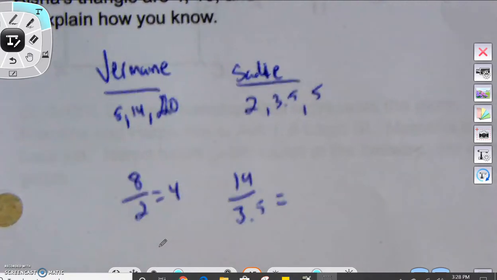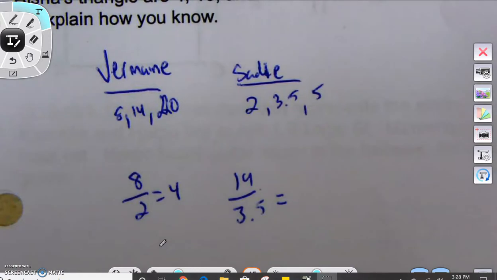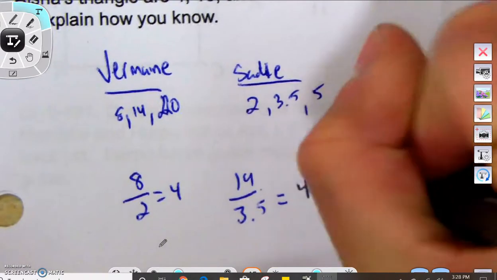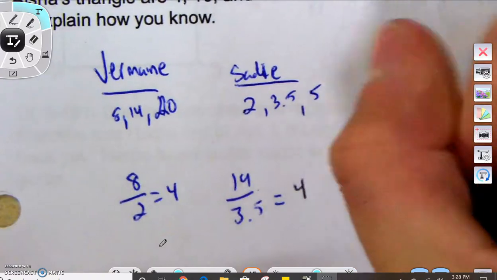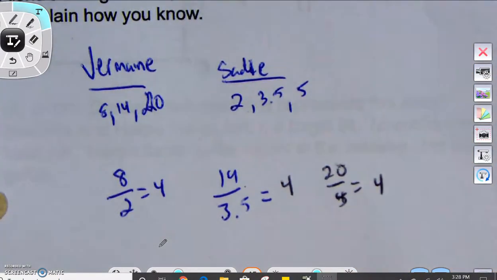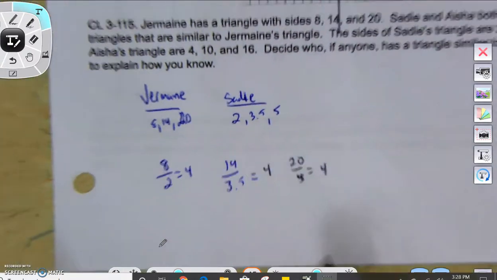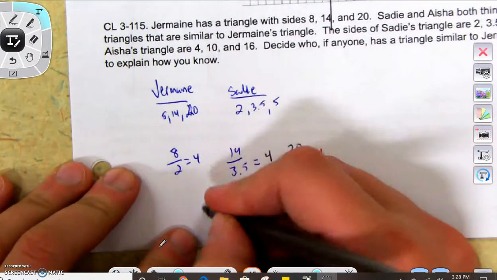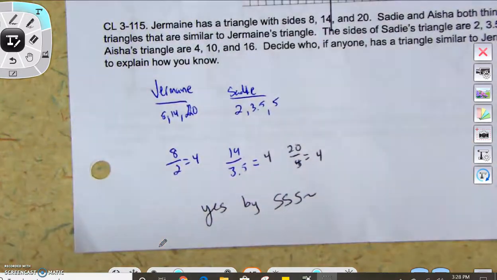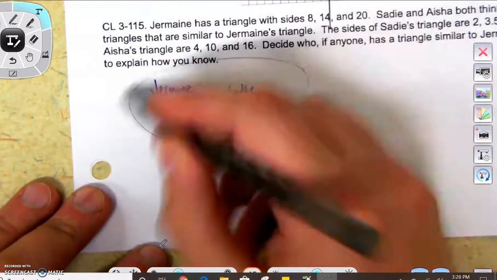So if I have 14 divided by 3.5, that gives us 4, so we're good there. And then I also need 20 divided by 5, which is 4. So Germain and Sadie are going to have similar triangles. We would be able to say yes by SSS. So yes by side similarity. So Germain and Sadie do work.